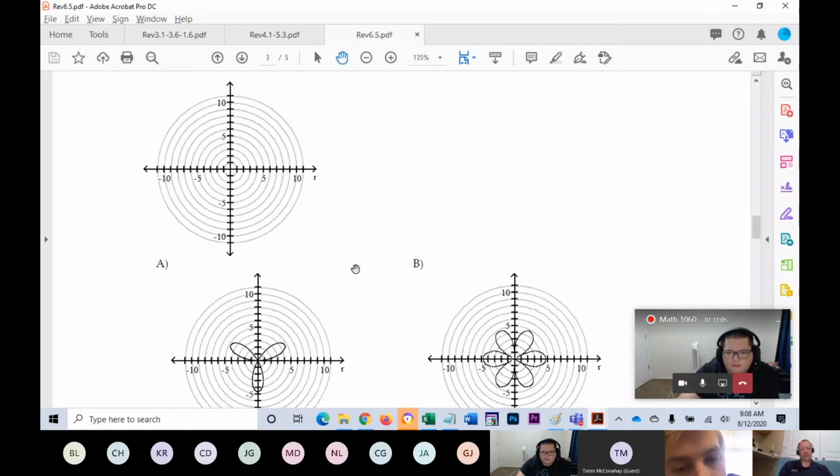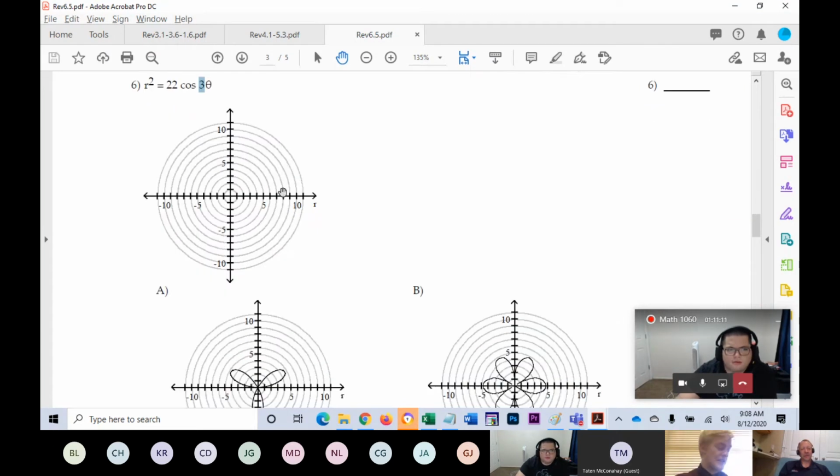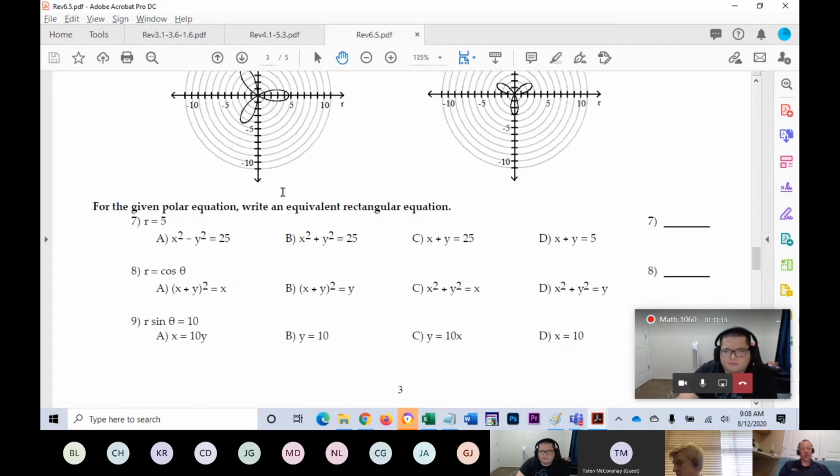Okay. I shouldn't have put that one on there. I didn't notice it was an r squared. I thought it was an r. Okay. Any others?